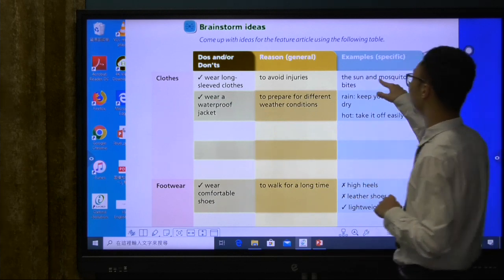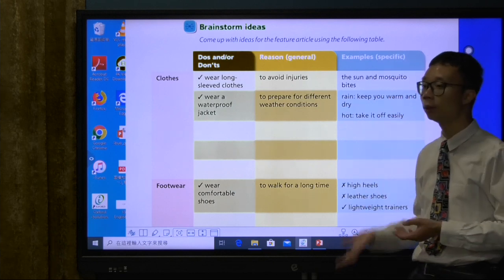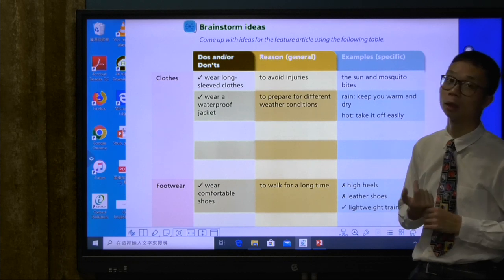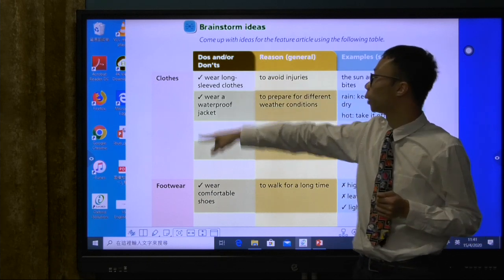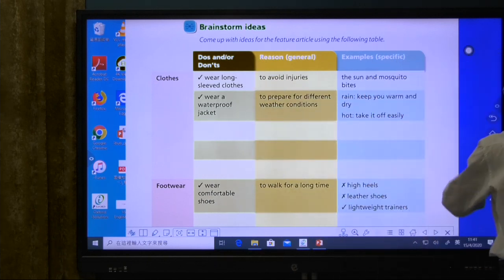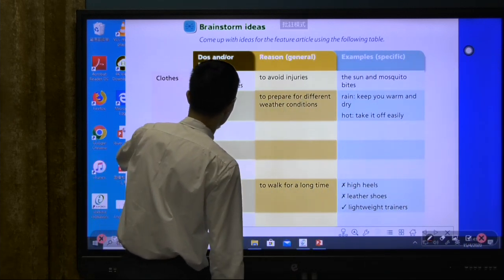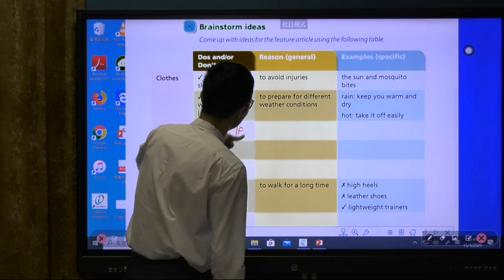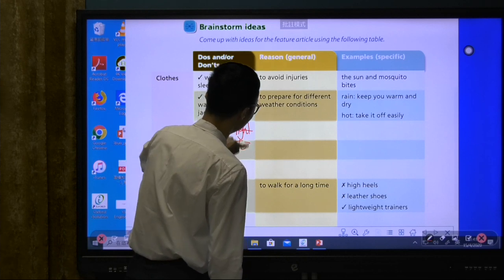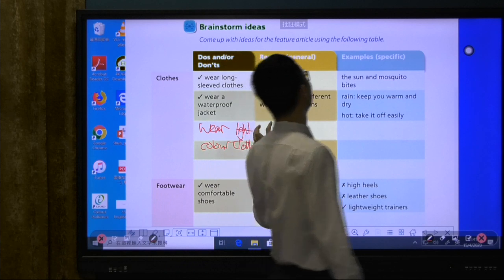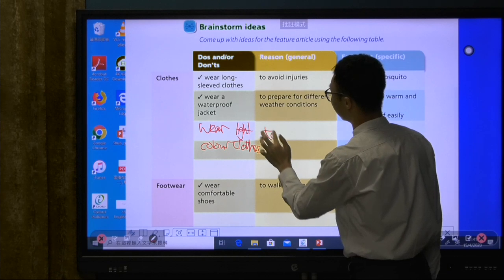You can put it here, as one of the things you do. Because you expect mosquito bites, that's why you should wear a light color. So you can put it here, and then I explain right here: to avoid mosquito bites.